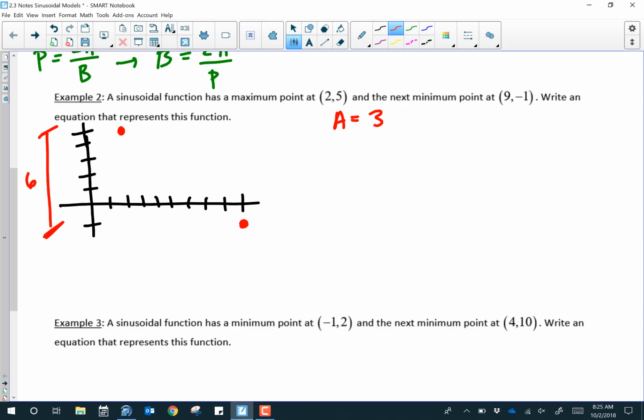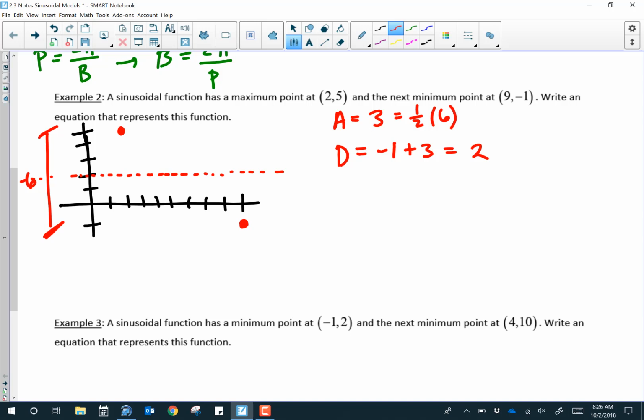Okay, so then for the midline, D. The midline is the minimum point plus the amplitude. I'm just putting in notes that that was half of 6. That's how we got that 3. So to get the midline, the D value, we just add our amplitude to our minimum point. So then I'm going to go ahead and put in that line, which should be halfway between those two points. Everybody good so far? That was the same exact thing that we did in the first one. D is the midline.